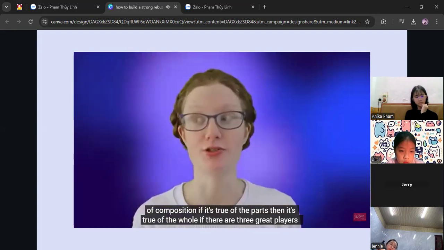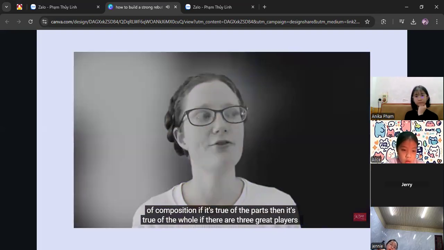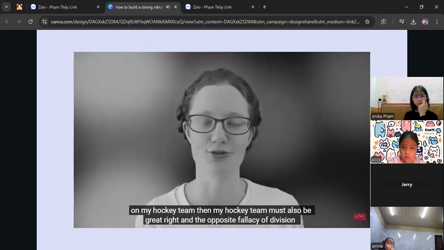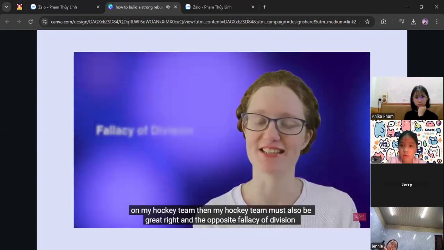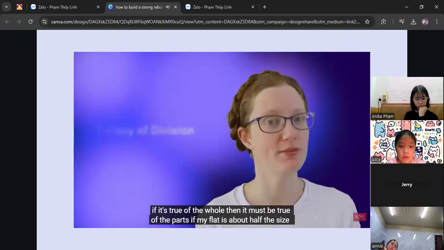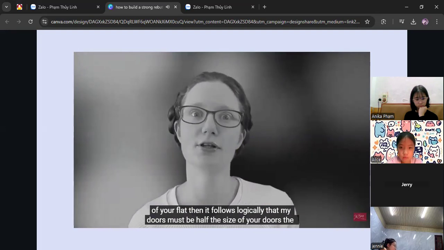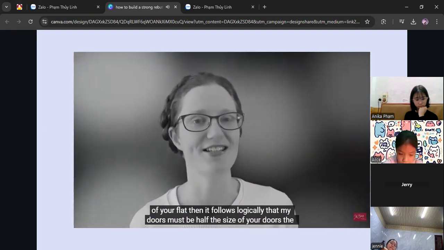Fallacy of composition. If it's true of the parts, then it's true of the whole. If there are 3 great players on my hockey team, then my hockey team must also be great, right? And the opposite, fallacy of division. If it's true of the whole, then it must be true of the parts. If my flat is about half the size of your flat, then it follows logically that my doors must be half the size of your doors.